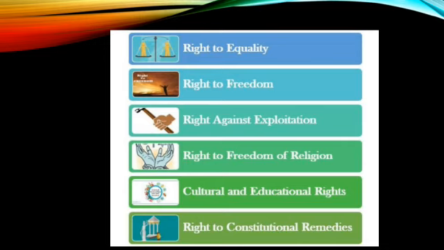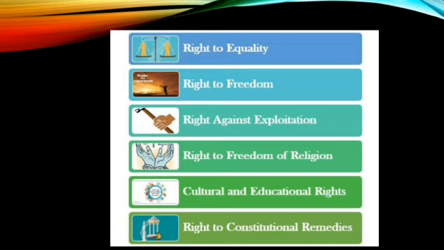Now next is right to freedom, which is mentioned from article 19 to 22. Our constitution has given the right to freedom to every citizen. Under this right, a citizen has the right to freedom of speech and expression, the right to form associations, the right to move freely and reside in any part of the country.